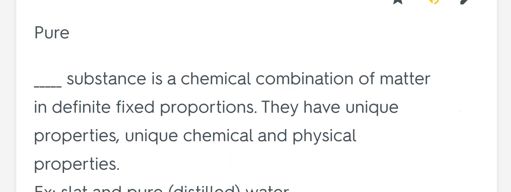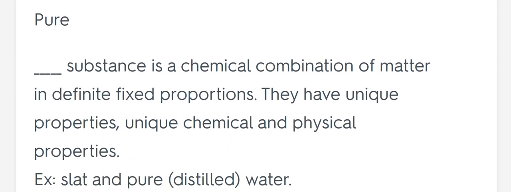Pure. Blank substance is a chemical combination of matter in definite fixed proportions. They have unique properties, unique chemical and physical properties. Example: light and pure water.